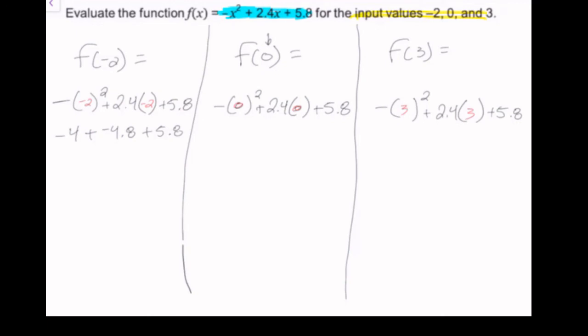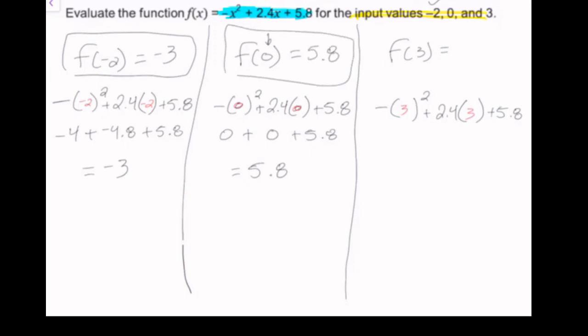Be careful when you're squaring a negative. That's a big mistake a lot of students make. A -2 squared, negative times a negative, is a +4. But there's a negative sign on the outside of that parentheses. So -4 plus -4.8 plus 5.8 is a -3. f of -2 equals -3. -0 squared plus 2.4 times 0 plus 5.8 is going to give me a final total of 5.8. So f of 0 is just equal to 5.8.